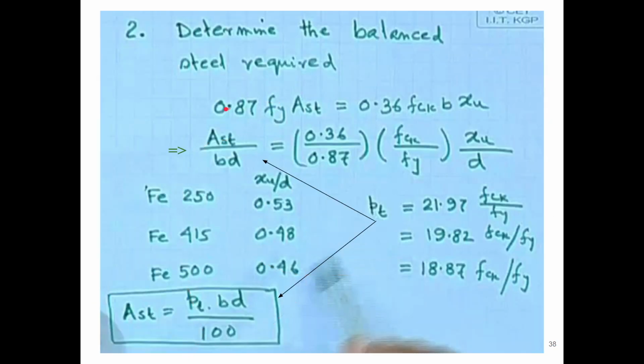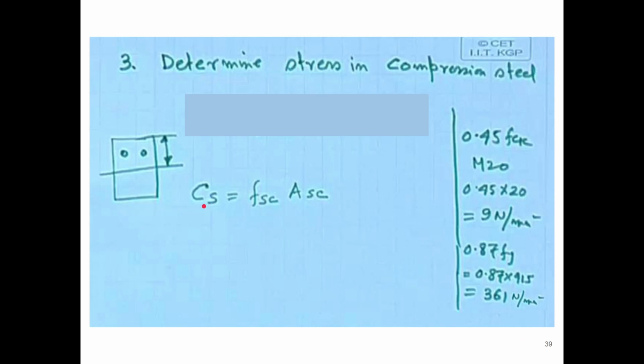After that we determine the balance steel required, which we did for the singly reinforced beam also. So this is 0.87 Fy Ast equal to 0.36 fck b xu, which implies Ast by bd equal to 0.36 by 0.87 into fck by Fy into xu by d, right? So xu by d values are this, and pt values are found using this equation. All this we have discussed just now in the starting slides. Using this, we try to determine the stress in compression steel, the Fsc value. Okay, so Fsc value is found out.